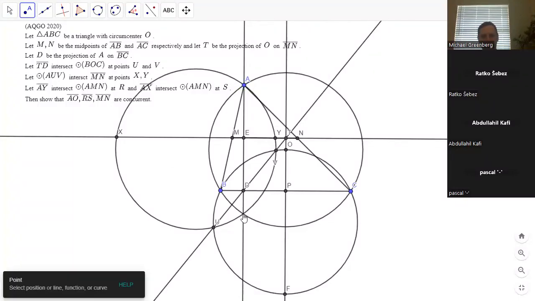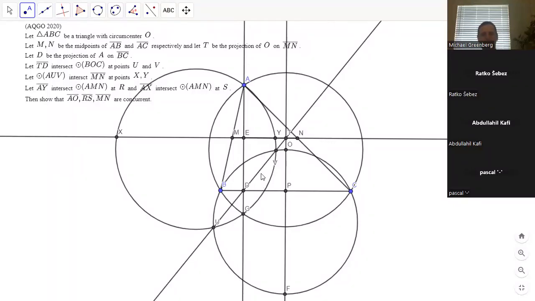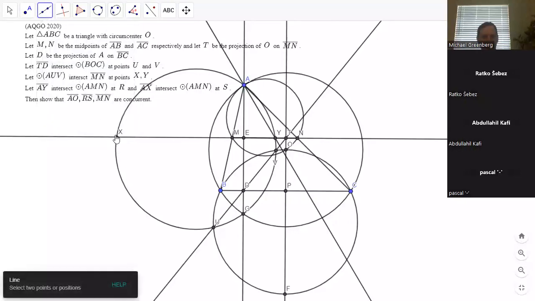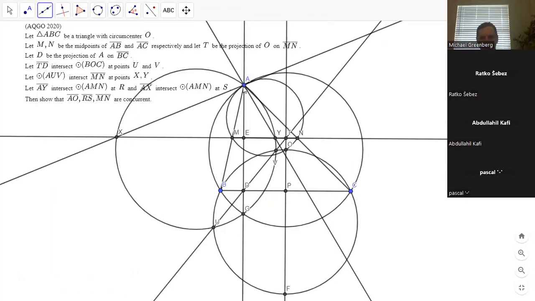So this is a kind of similar thing where there's like two problems in one. But the first problem doesn't look very hard. So AY intersects AMN at a point R. And AX intersects it at S. And then we want to show AO, RS, and MN are concurrent.